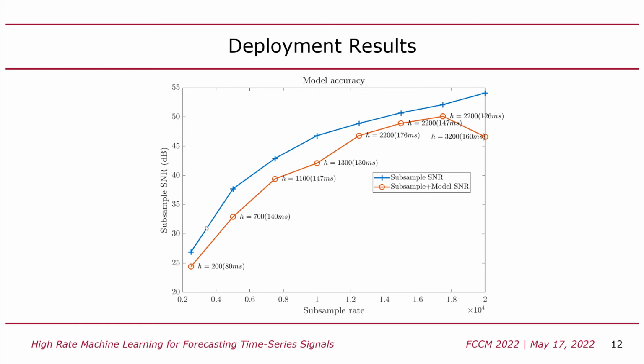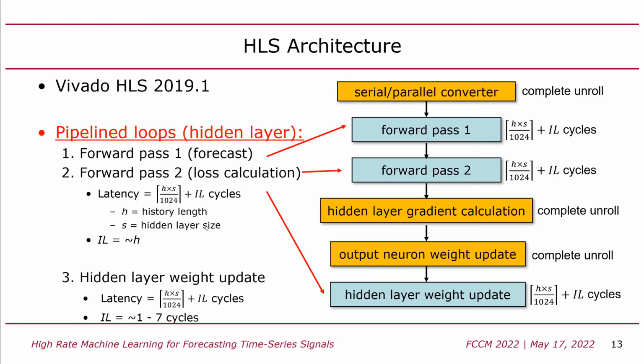We built our high-level synthesis-based implementation using Vivado HLS 2019.1. The workload here can be decomposed into 6 parts, but only 3 of these comprise nearly all the execution time, namely the 2 forward passes and the hidden layer weight update.